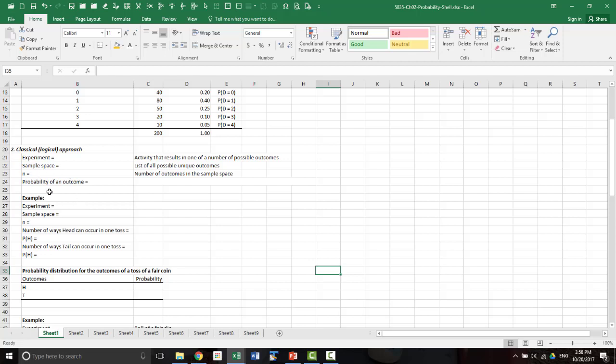For example, rolling a die, 1, 2, 3, 4, 5, 6. Suppose the outcome that we want is an even number, then we have 3 possibilities in that die. So that divided by the total number of possibilities will give us the probability of the outcome. So, the number of ways the outcome can occur in a single trial of the experiment divided by n.